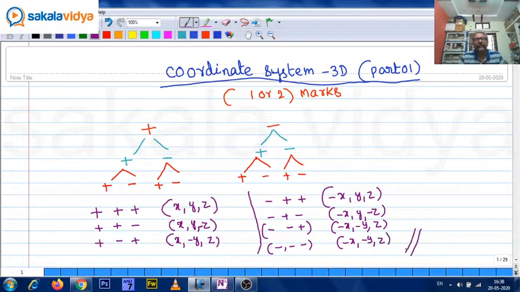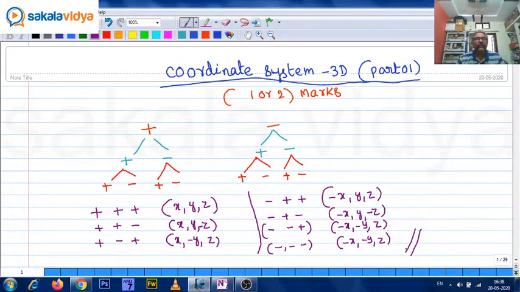See, in space we have these combinations: (x, y, z), (x, y, −z), (x, −y, z), (−x, y, z), (−x, −y, z) and so on, up to (−x, −y, −z).